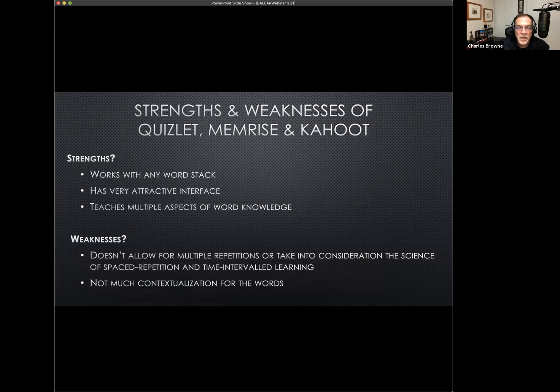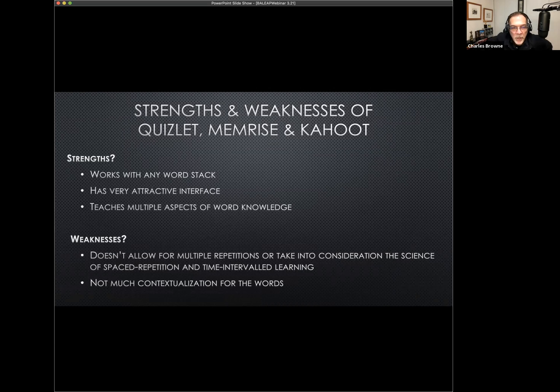They're very nicely done. They work with any word stack, including all of my word stacks, but any of yours as well. So they're really good in that sense. If you have a specialized list of words or just words you want to teach for 1 week, related to an academic article that you're teaching, all of these work well with that. And at least Quizlet deals with multiple aspects of word knowledge, which is great.